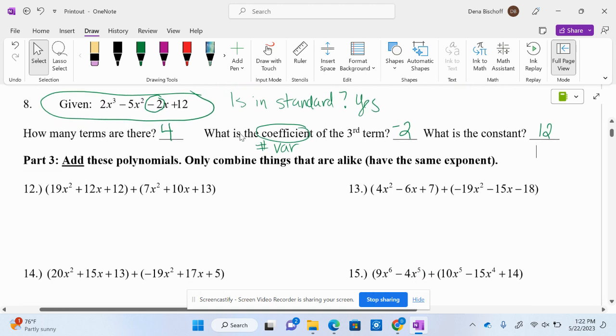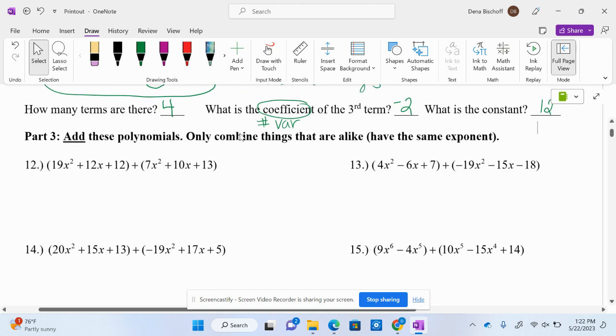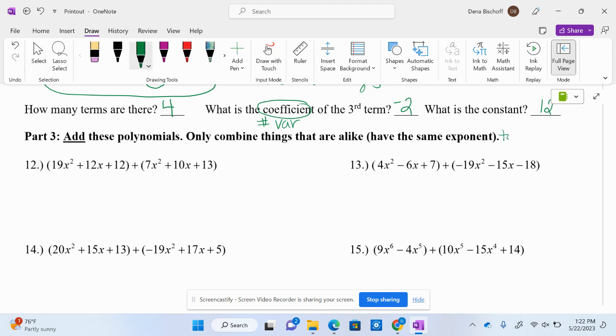So I'm only going to do some of these. We're going to add polynomials. Remember that you can only combine things that are alike, meaning they have the same variable to the same power. Same variable, same power.